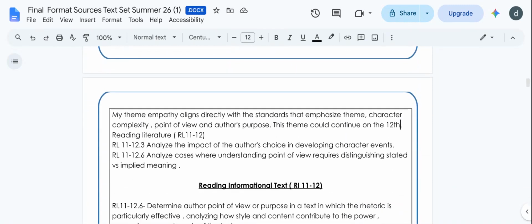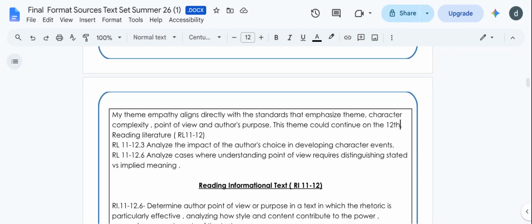My theme, empathy, aligns directly with the Common Core State Standards that emphasize theme, character complexity, point of view, and author purpose. This theme could continue into 12th grade reading literature. So we're going to use reading literature 11-12.3, analyze the impact of an author's choices, reading literature 11-12.